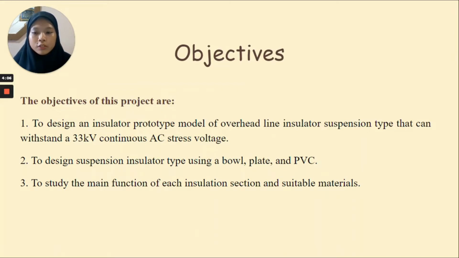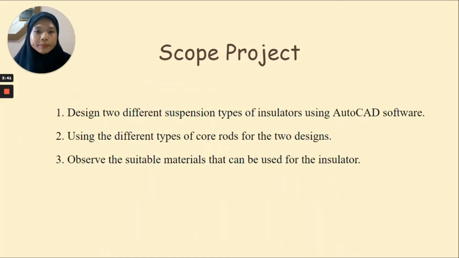The objectives of this project are to design and insulate a prototype model of an overhead line insulator, suspension type, that can withstand a 33 kV continuous AC stress voltage. The second is to design a suspension insulator type using a ball, plate, and PVC. The third is to study the main function of each insulation section and suitable materials.